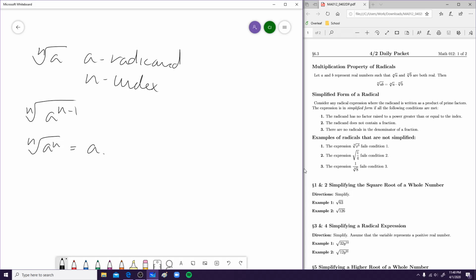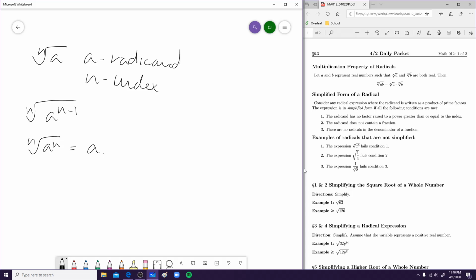The second condition is the radicand does not contain a fraction. We'll look at examples about that later. And the third condition is there are no radicals in the denominator of a fraction. If there's a radical in the denominator, we just multiply. We'll talk about how to fix that later on. So now let's look at the examples.